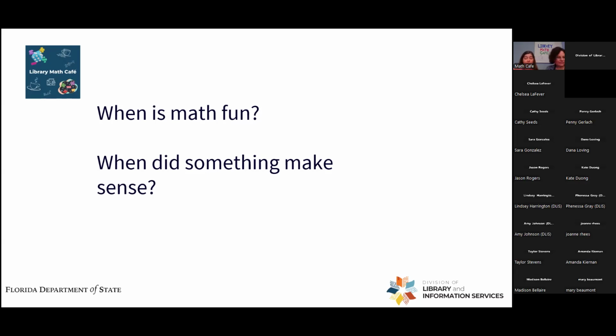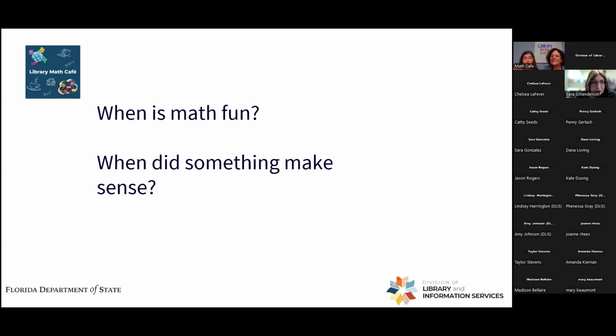Anything else anybody wants to share on this? Yeah, and I was wondering if your libraries do any math activities. Do you do math literacy with children or with adults, or do you have any activities that make math fun for your patrons? And if you want to unmute yourself, feel free to go ahead and unmute and talk or share something in chat.